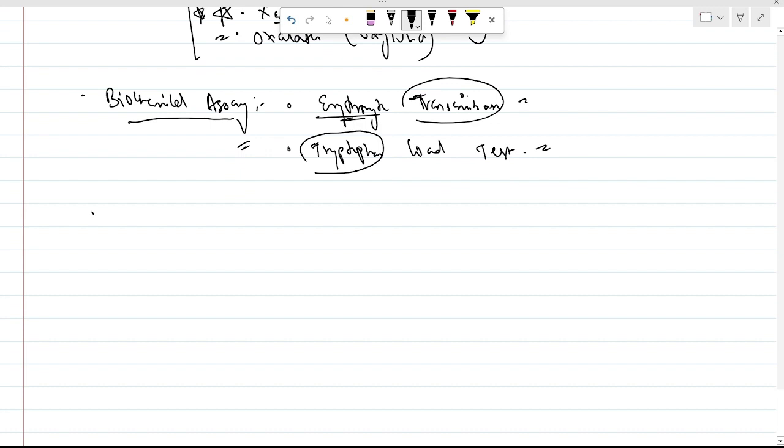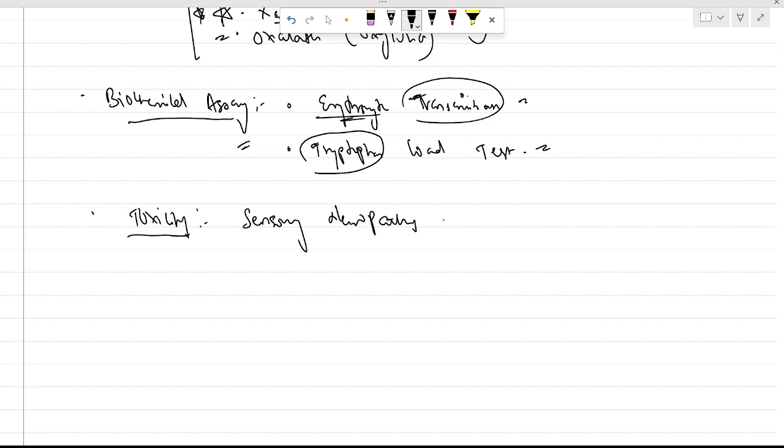Next one is toxicity. How does B6 become excess? There is toxicity. This toxicity is manifested in the form of sensory neuropathy.